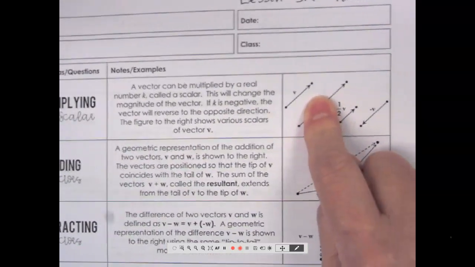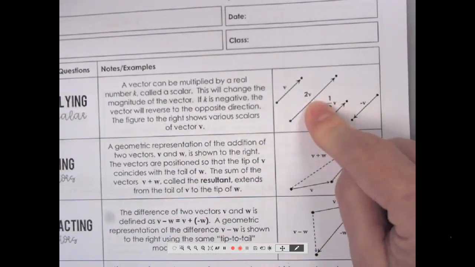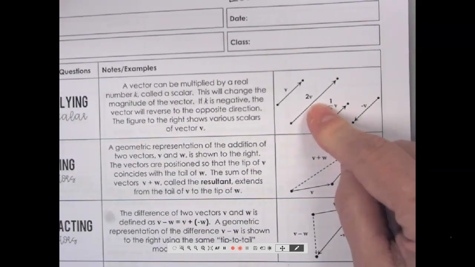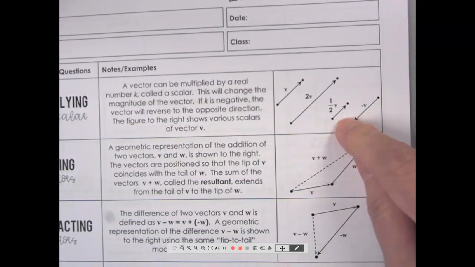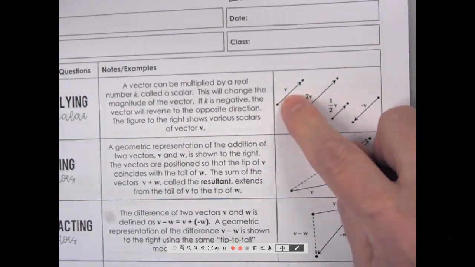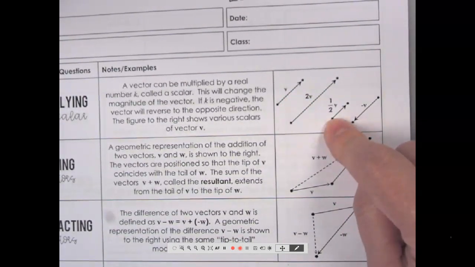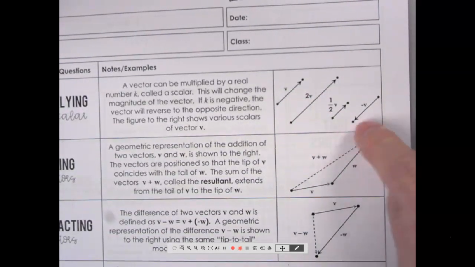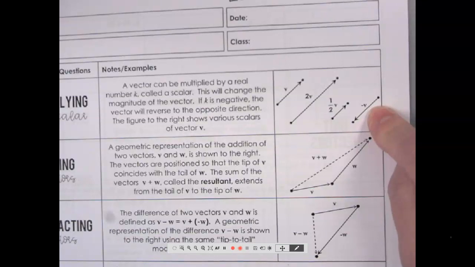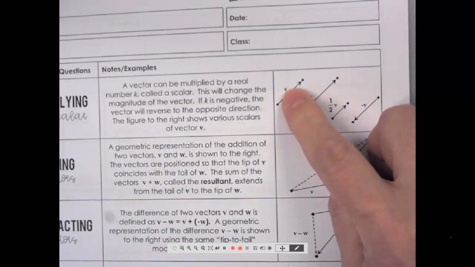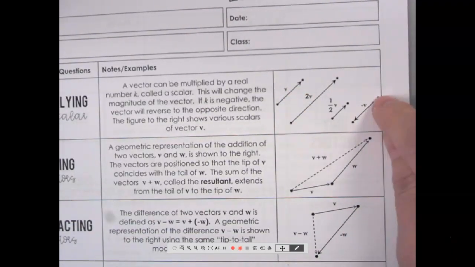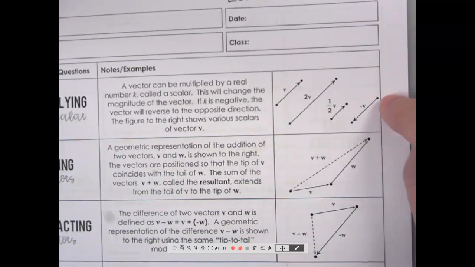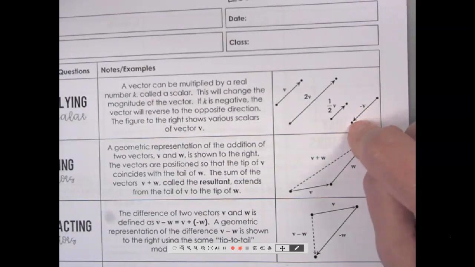Okay, so here's our original vector v. If I graph 2v, it's just twice the length of v. If I graph 1/2 v, then it's half the length of vector v. The 2 and the 1/2, those numbers are called scalars. And then if I graph negative v, it has the same length or magnitude as v, but it's going in the exact opposite direction. So instead of starting at this point and ending here, it starts at this one and ends at the other one.